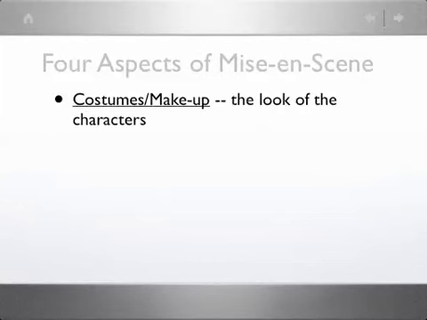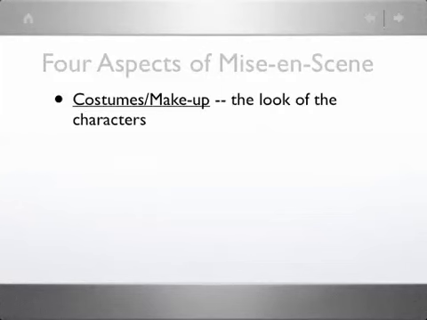I would like you to learn and understand mise-en-scène as consisting of these four main aspects. So to make it a little easier to grasp and a little easier to learn, I want you to think of mise-en-scène as consisting of these four aspects. The first of these is the costumes and makeup. You know, what do the characters look like?